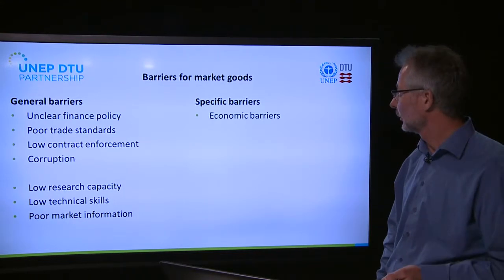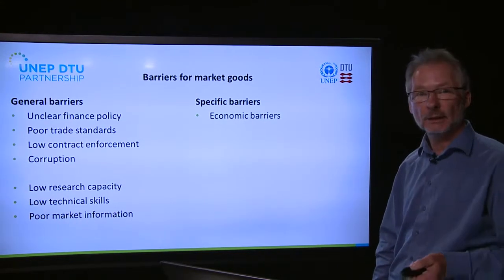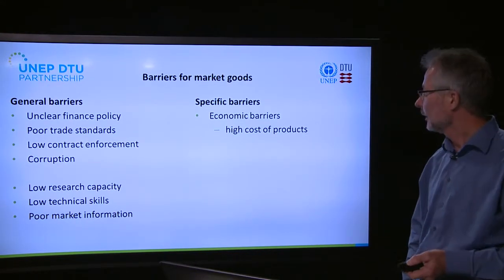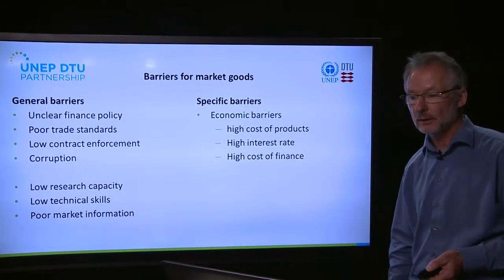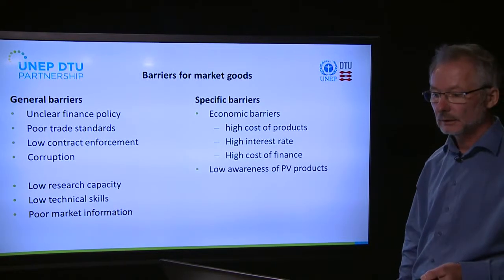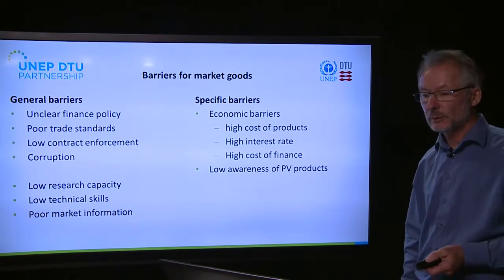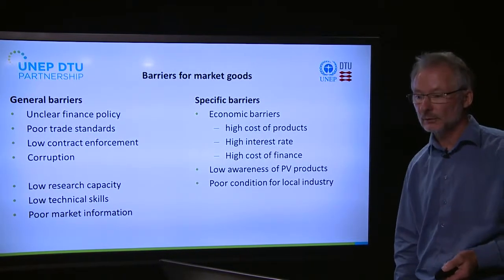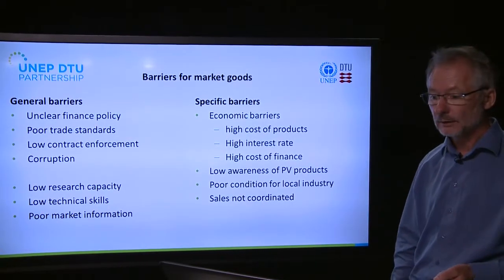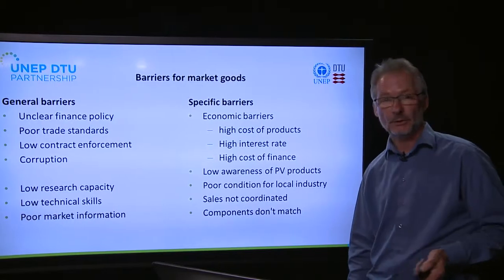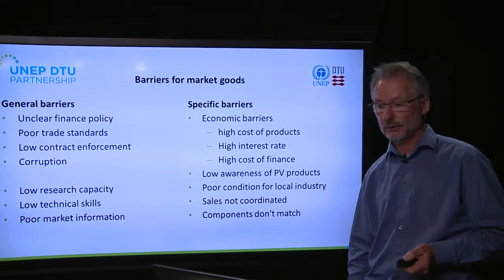barriers for this technology. And first of all, we have the economic barriers, which consist of three elements: the high cost of products, the high interest rate, and the high cost of finance. We also found low awareness of PV products, poor conditions for local industry, and that sales were not coordinated. And finally, that components didn't match to fit into a system.